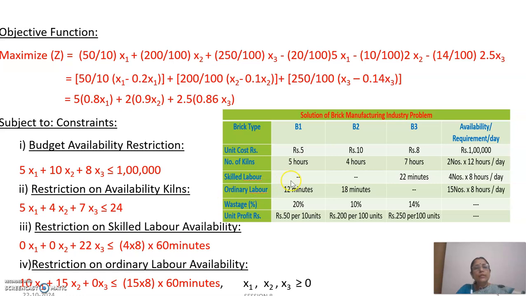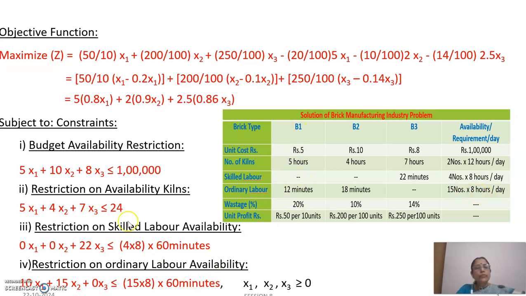And the skilled labor constraint is 0x1 plus 0x2 plus 22x3 less than or equal to 4 into 8, which is 32 hours. So 32 hours is given here. This is in 22 minutes. So we are converting that into minutes, so that everything on the left hand side and right hand side are the same. Then the next constraint is with respect to ordinary labor, which is only available for B1 and B2. So it is 12x1 plus 18x2 plus 0x3 less than or equal to 15 into 8 into 60 minutes.